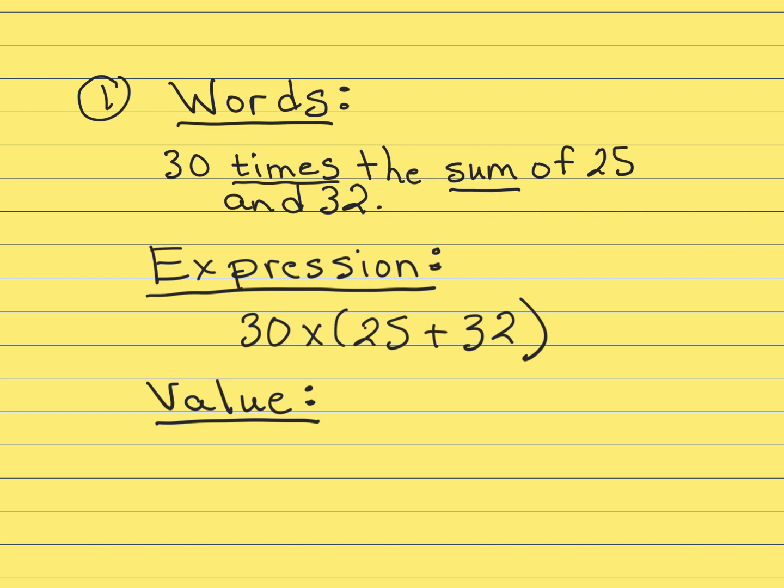And so you just find the value. So if you add these two and then you multiply by 30, you should get 1,710. So basically what you're figuring out here is the words, the expression, the problem, and then the answer, which is the value. So let's try a couple more just like this.